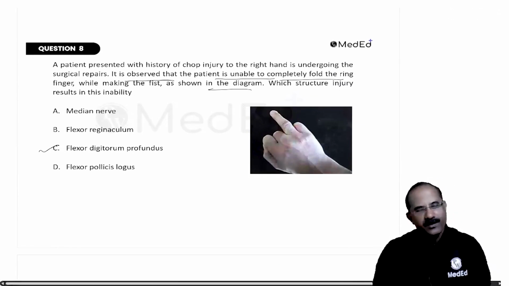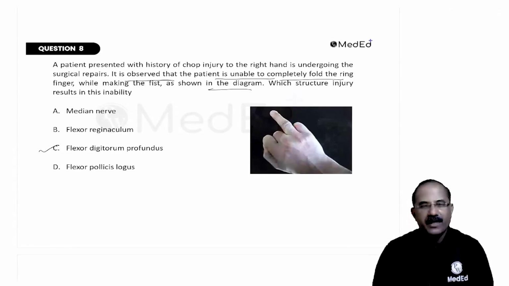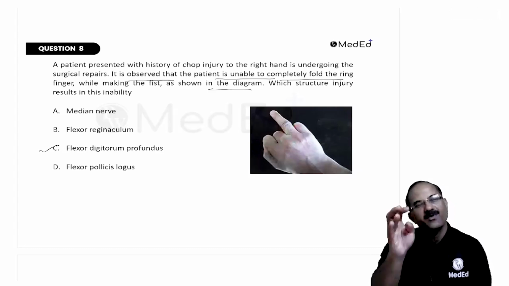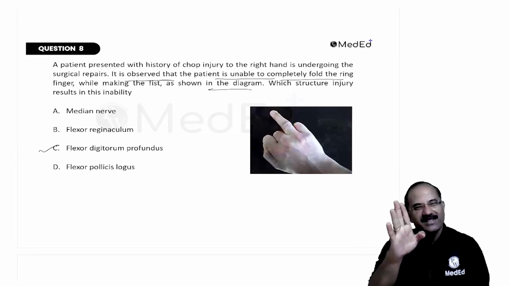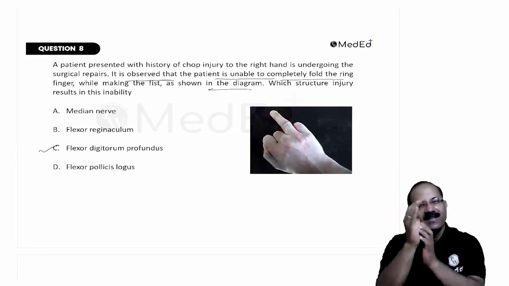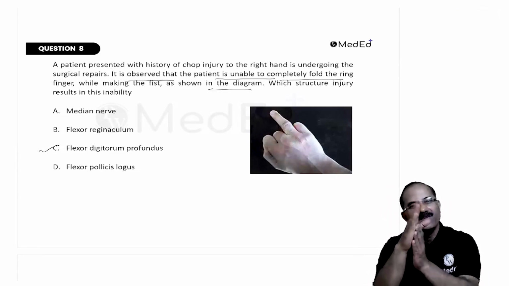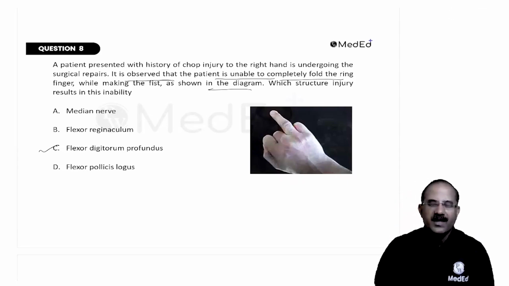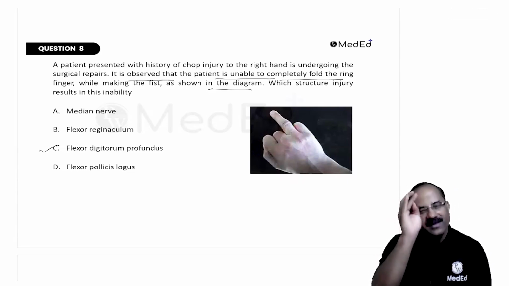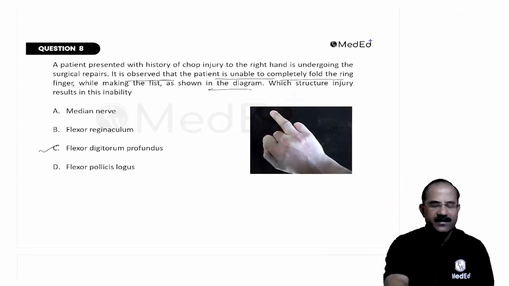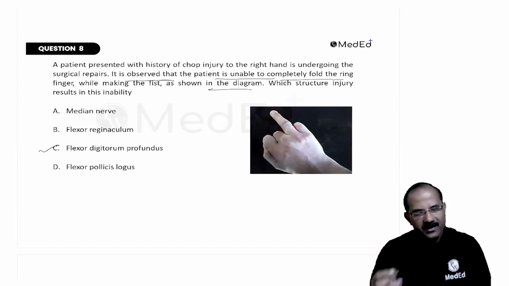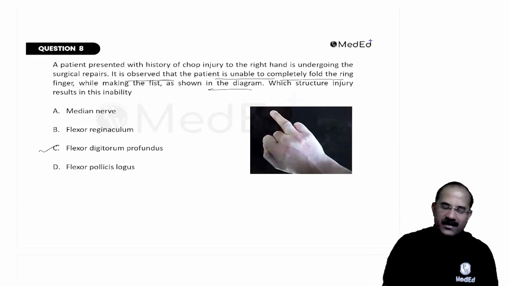They say all of them will be extended. What you're saying is right, but they have focused on one finger. That is just to confuse you, Naman. All the fingers will be extended because flexor digitorum profundus goes to all the fingers, no? So all the fingers, there will be extension. Fine. But they are just focused on one finger, that is the ring finger. That's fine. All the fingers will be extended. Your question is right. So the answer is flexor digitorum profundus.